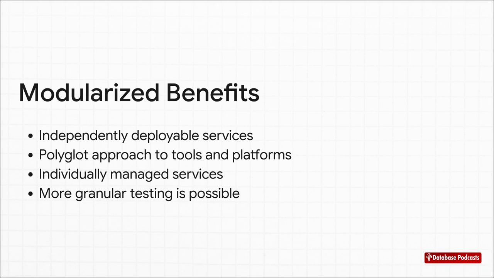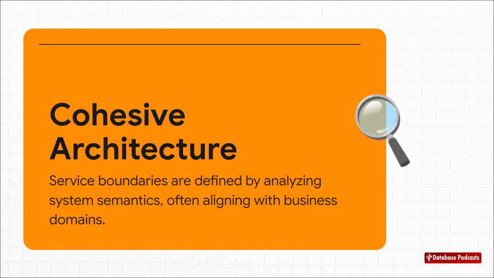For speed, your services can now be deployed independently. You can even use completely different tech stacks for different services. And for safety, you can manage and test each piece in isolation, which drastically shrinks the blast radius if something ever goes wrong. Now we build on top of that with the cohesive layer.